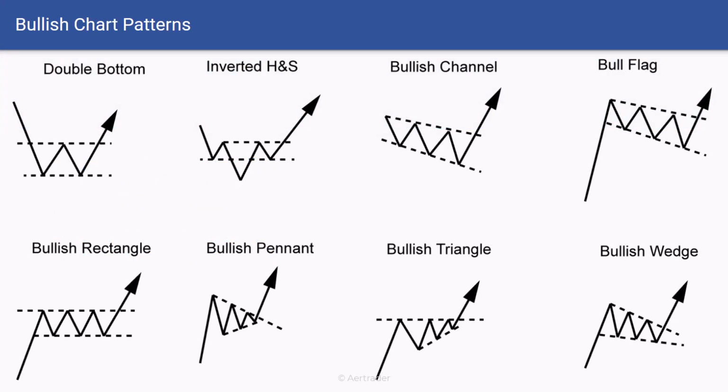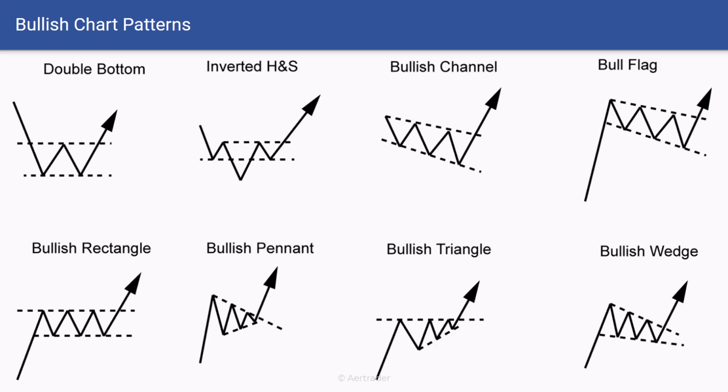Here we have an illustration of bullish chart patterns. Double bottom, a pattern that forms after a downtrend. It consists of 2 price valleys that are roughly equal in height and is considered a signal that a reversal may be imminent.